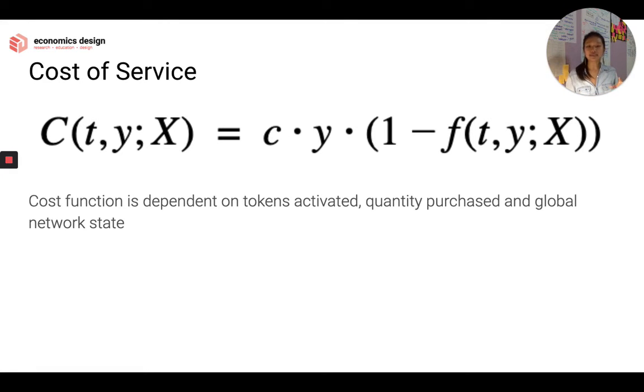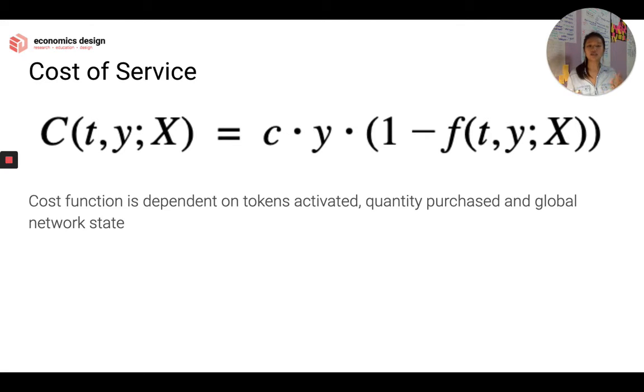Okay, X is the state of the network. So how active it is, how many tokens are being used, how many tokens are active in the space. That's the state. That's the cost of service. And how do we look at that? We look at cost times the quantity purchased, as usual.